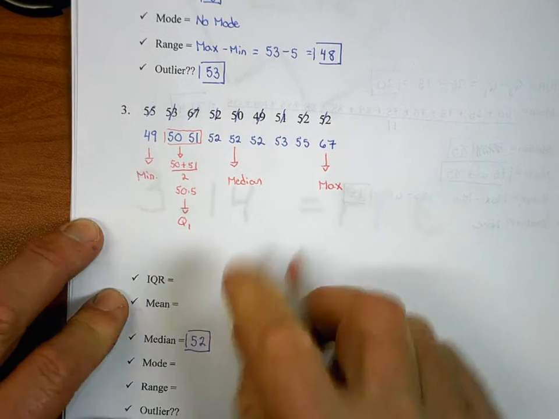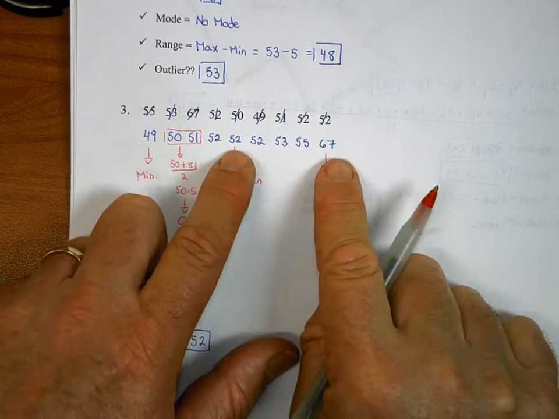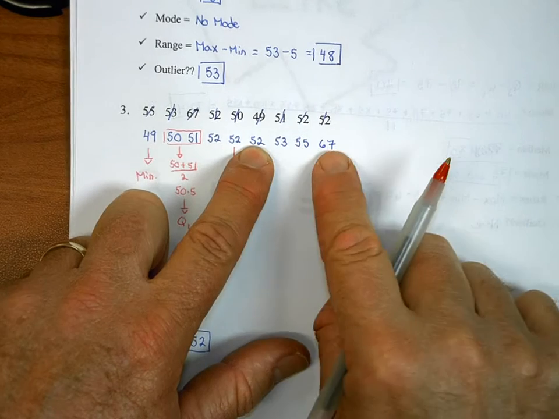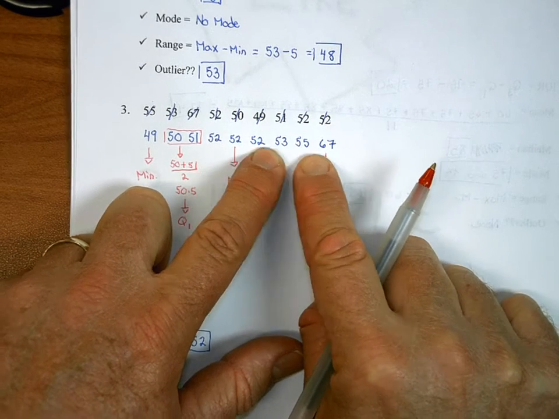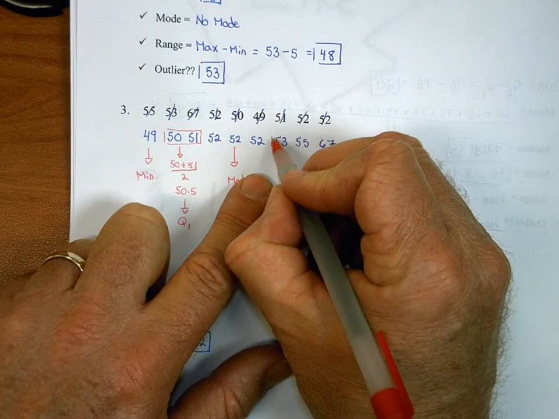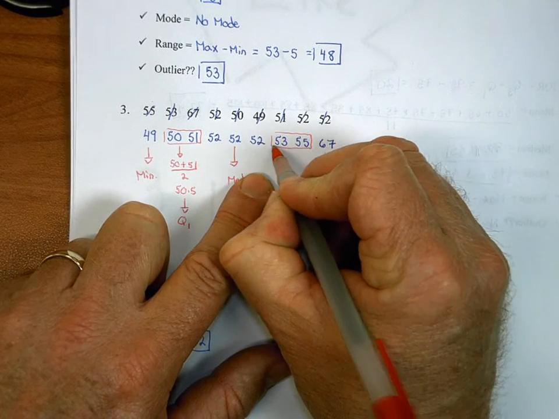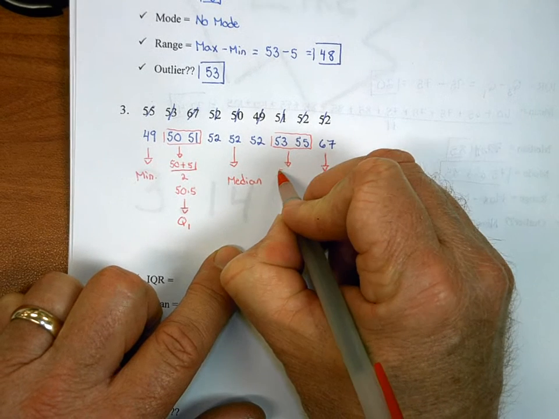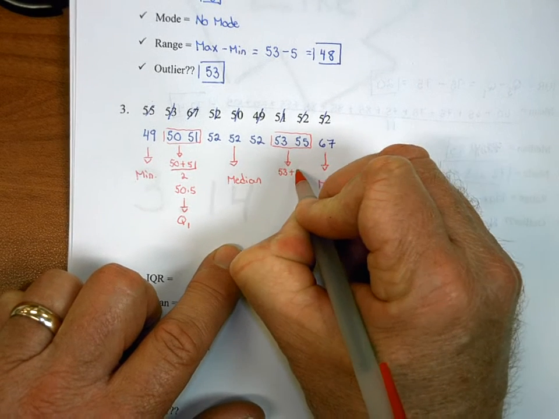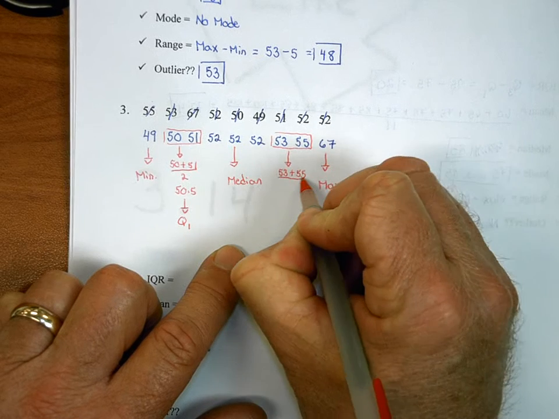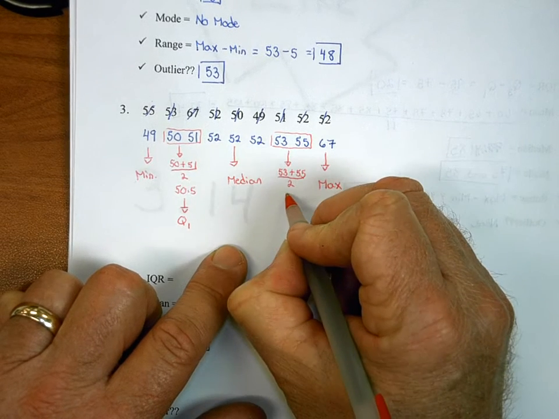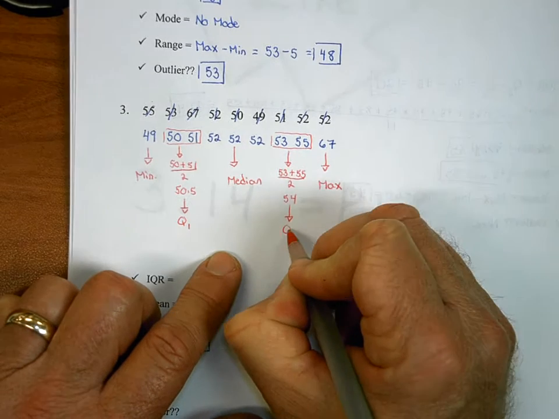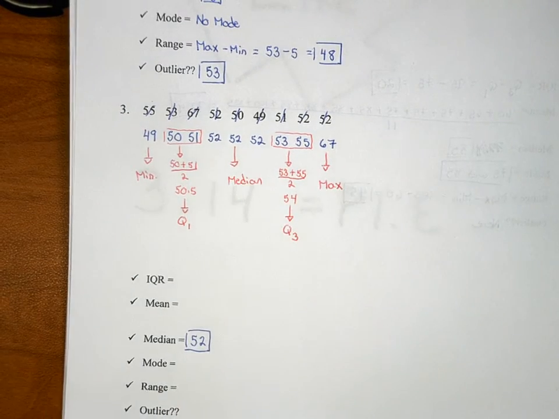To find my third quartile, or my Q3, I start at the upper half numbers, which starts at 52 and ends at 67, and I find the middle. You can see I end up with two numbers in the middle here of my upper half of numbers. So that means I have to find the average of these for my Q3. So 53 plus 55, I add them up and I divide by 2. That is equal to 54. So 54 is going to be my third quartile, or my Q3 value.